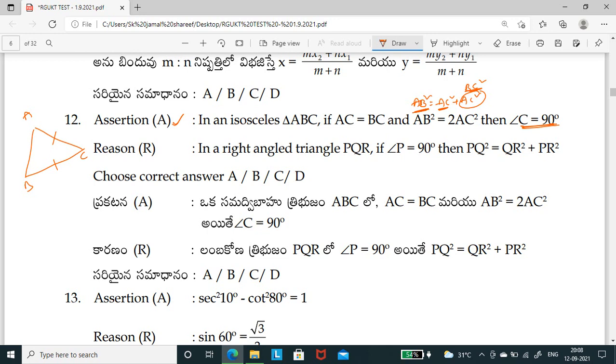Next, the reason. In a right angle triangle PQR, if angle P is equal to 90 degrees, then PQ square is equal to QR square plus PR square. Observe here, when you consider angle P is equal to 90 degrees, then the hypotenuse should be QR. But what has he given? He has given PQ square, hence it is false. So only the assertion is true, the reason is false, hence option C will be my answer here, right?